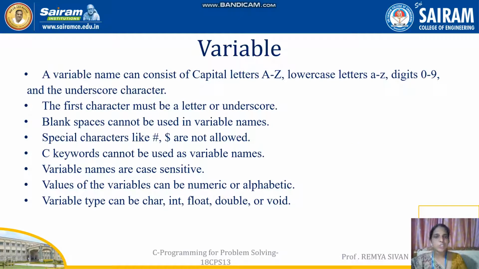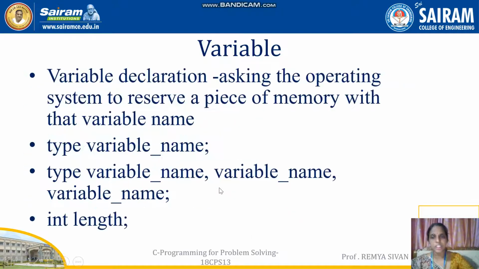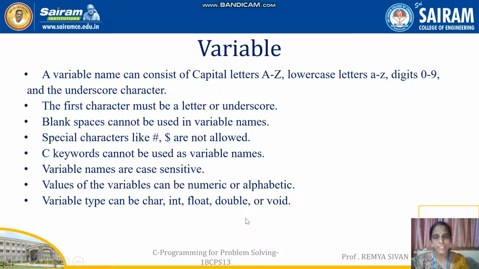A variable name can consist of capital letters A to Z, lowercase letters a to z, digits, and the underscore character. All your identifier rules are applicable here because variables are identifiers. The first character must be a letter or underscore. Blank spaces are not allowed, special characters are also not allowed, keywords cannot be used, and variable names are case sensitive. The value of the variable can be numeric or alphabetic, whatever it is, and the variable type can be char. These last two points I'll explain later. So all your identifier rules are applicable to variables also because variables are identifiers.